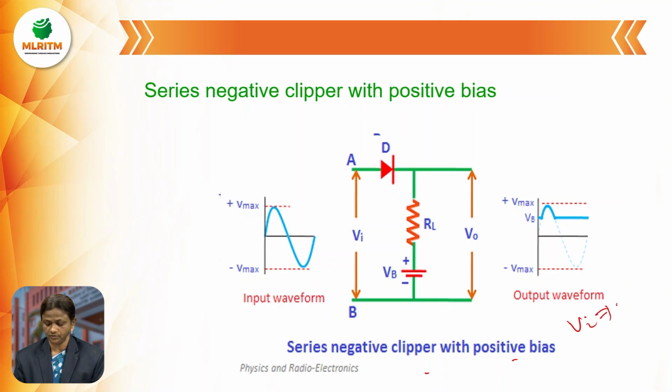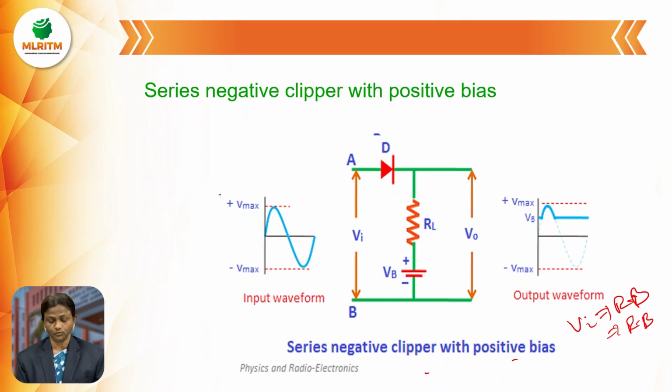Due to VI, diode D is in reverse bias. Next, another voltage is the biasing voltage or reference voltage. In this reference voltage, the positive terminal is connected to the cathode of diode D, so diode D is in reverse bias. Due to VB, the reference voltage or biasing voltage, diode D is also in reverse bias. So during the negative half cycle, the total negative half cycle must be cut off at the output side.